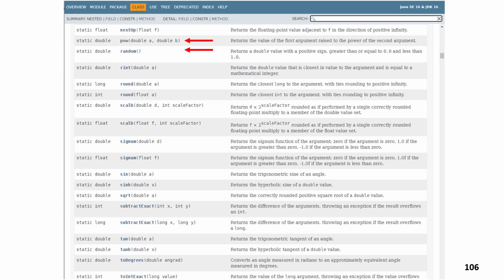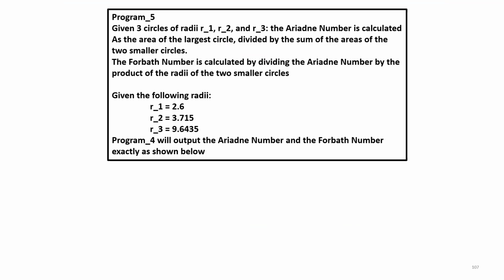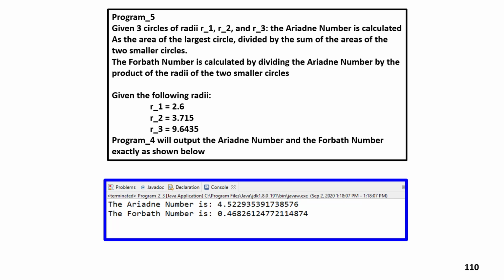Now, we will be using the services of the math class throughout this course, so we may as well start with a simple problem. Program 5. Given three circles of radii r1, r2, and r3, the Ariadne number is calculated as the area of the largest circle divided by the sum of the areas of the two smaller circles. The Bath number is calculated by dividing the Ariadne number by the product of the radii of the two smaller circles. The output of program 5 should be as shown.